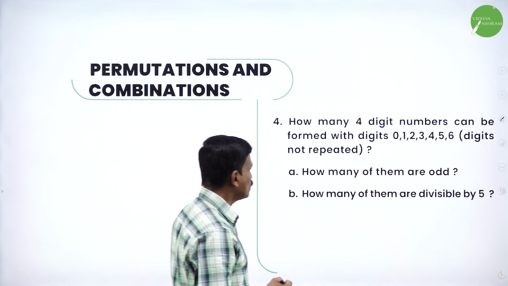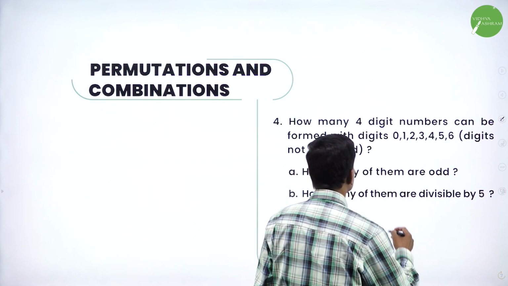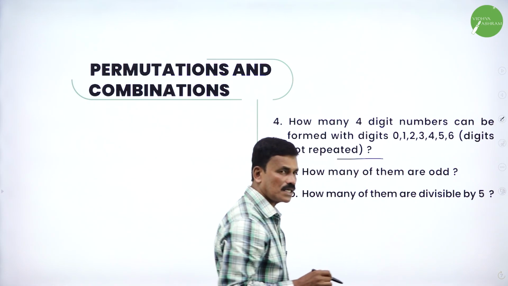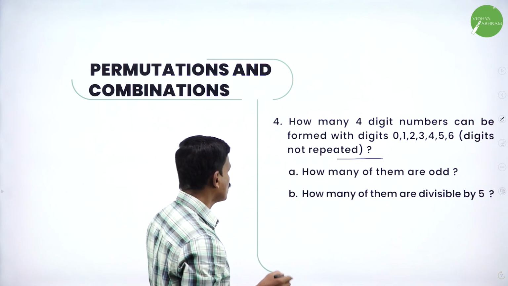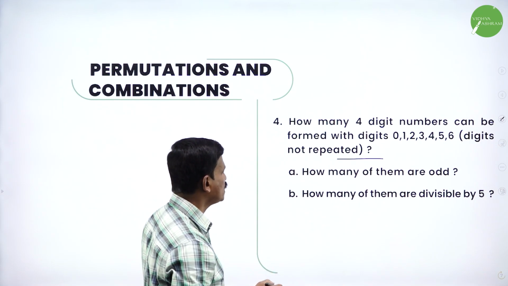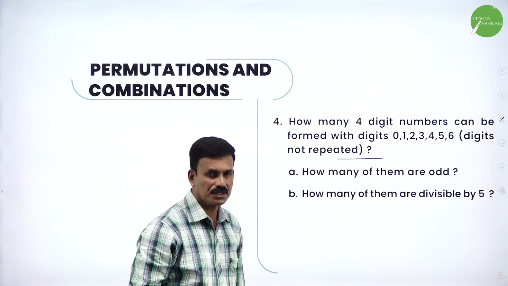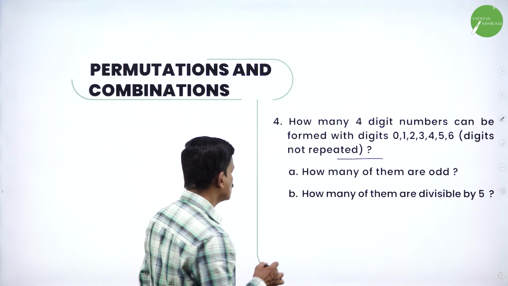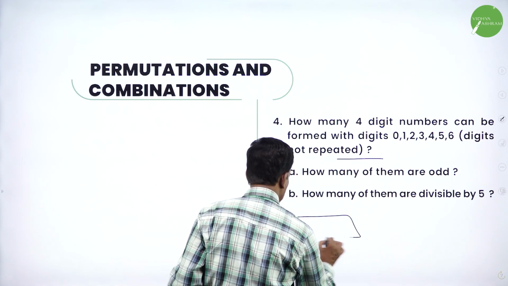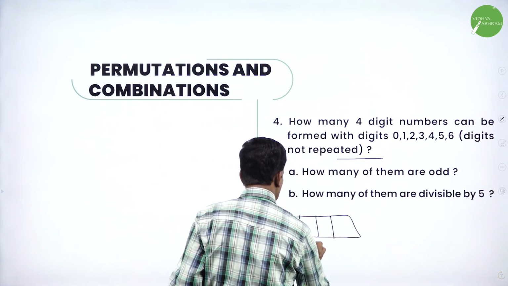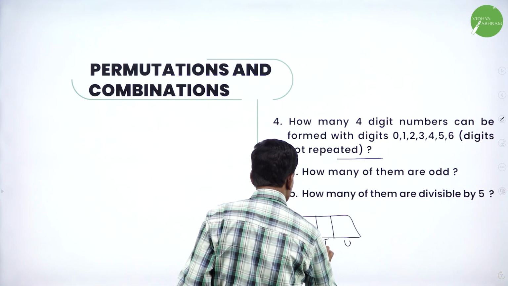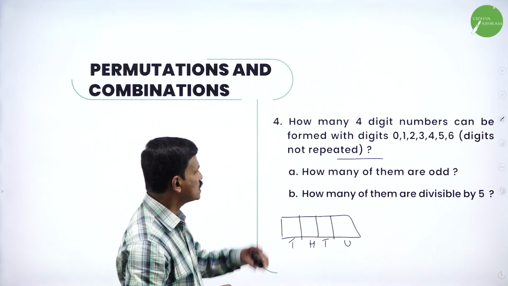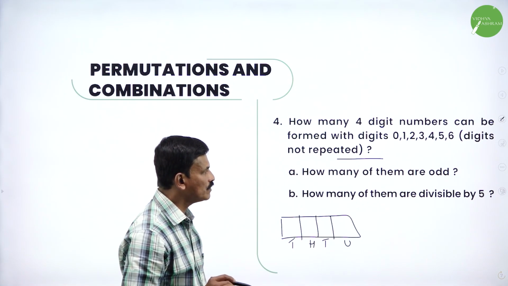How many 4-digit numbers can be formed with the digits 0, 1, 2, 3, 4, 5, 6, digits not repeated? So what is the condition given? How many of them are odd and how many of them are divisible by 5? Let us first find out how many 4-digit numbers can be formed with these digits. So the places are unit, 10, 100 and 1000, a 4-digit number with the digits 0, 1, 2, 3, 4, 5 and 6.